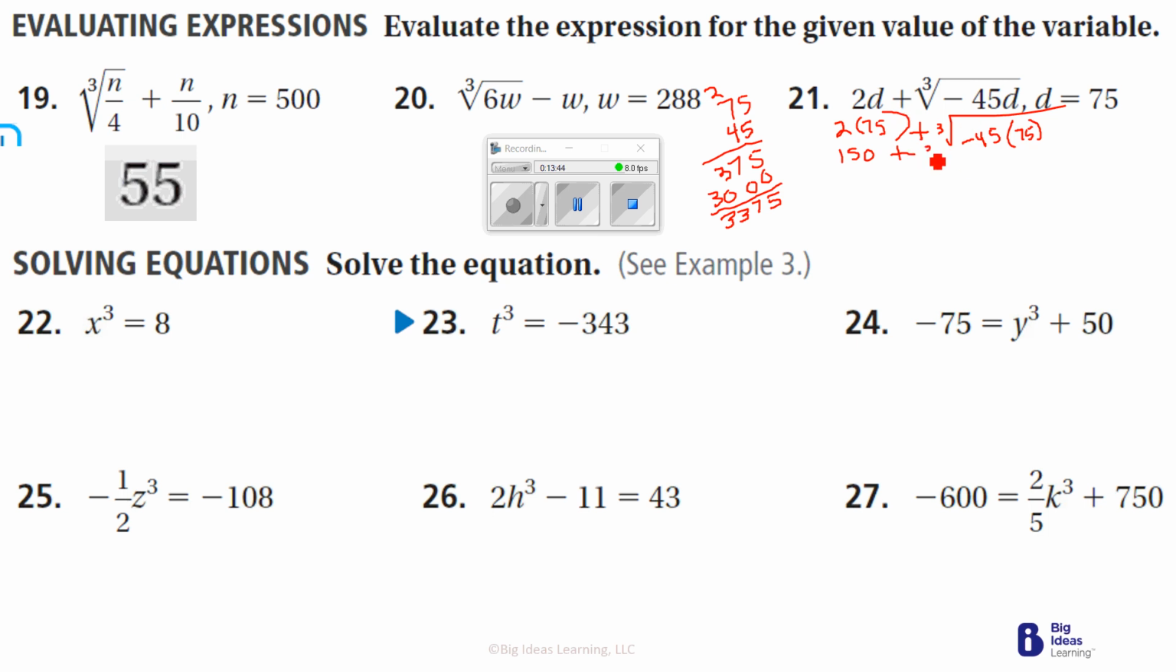So now I'm trying to find the cube root of, and this is a negative number, so this would be negative 3375. All right, so now I knew that 10 times 10 times 10 is 1,000, right? So since n ends in 5, I have to wonder if 15 could be my number, because 15 times 15 is definitely 225.